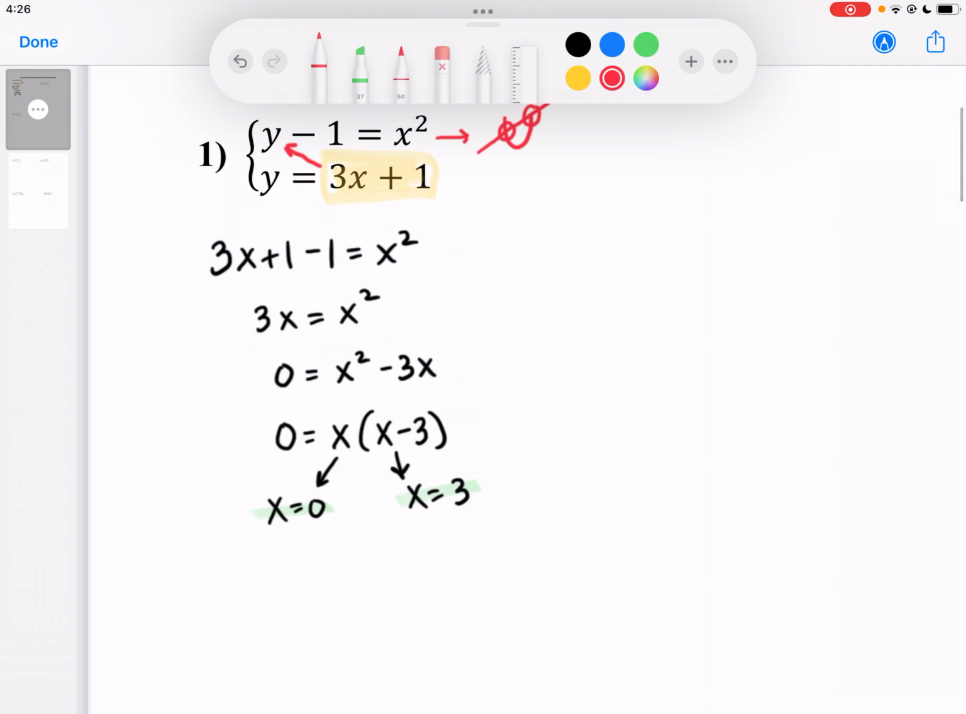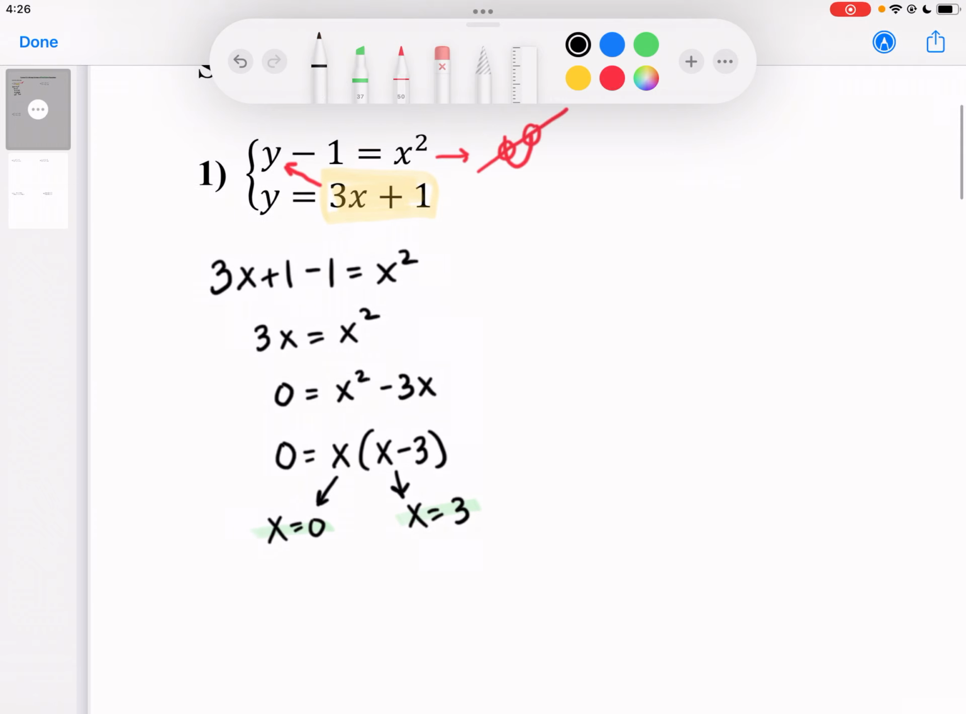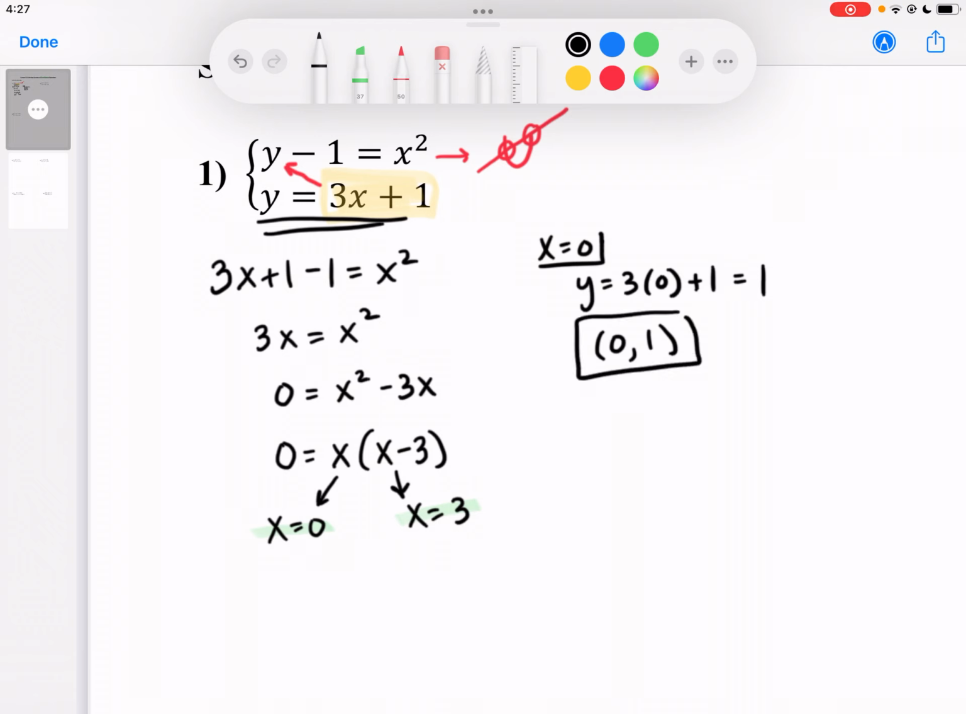So we're going to find our y values for both solutions. I'm going to use this bottom equation. For x equals 0, I find my y by plugging 0 in for x, and that gives me 1. So one of my solutions would be 0, 1. So you do the x and then the y. And then for x equals 3, I'm going to find my y. So 3 times 3 plus 1. 3 times 3 is 9, plus 1 is 10. So another solution would be 3, 10.